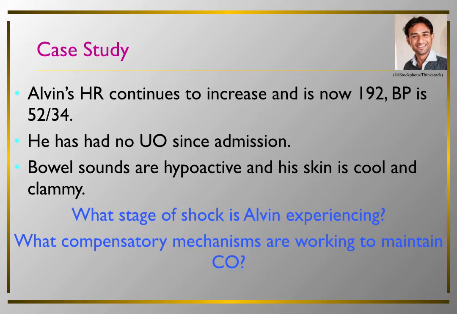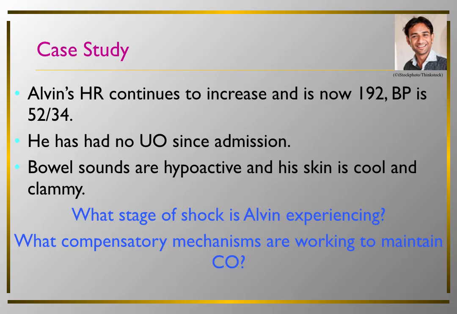So in our case study, Alvin's heart rate continues to increase and is now 192. That's pretty high. Of course, BP is now super low at 52/34. He has no UO, or urine output, since admission, and that's not a good sign. And bowel sounds are hypoactive, and his skin is cool and clammy. So what stage of shock do you think Alvin is experiencing?